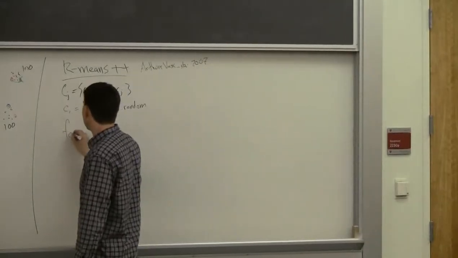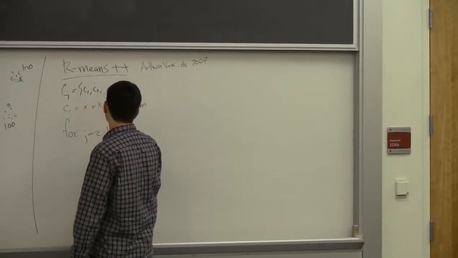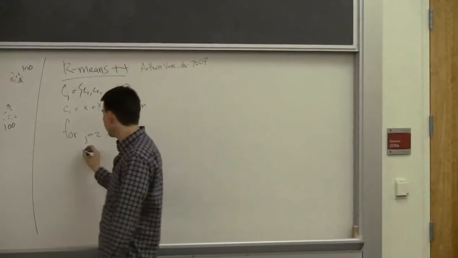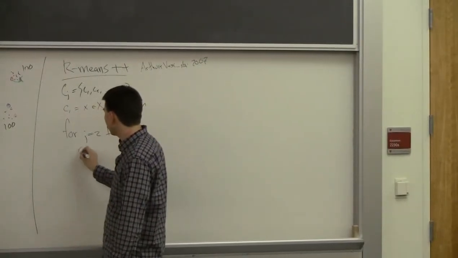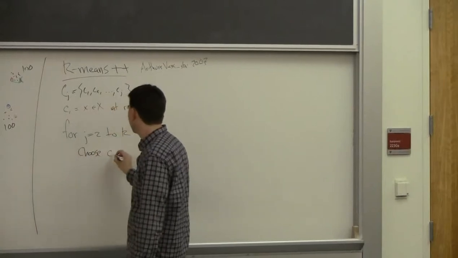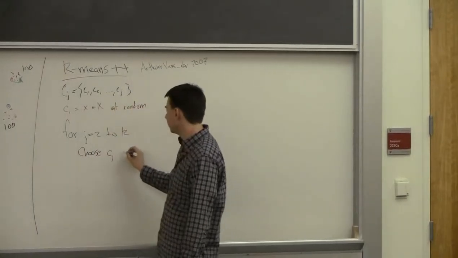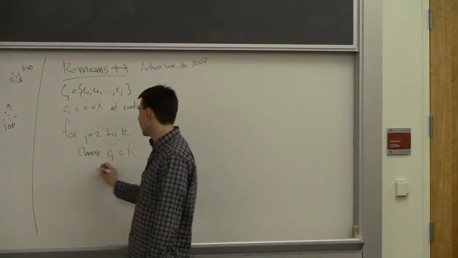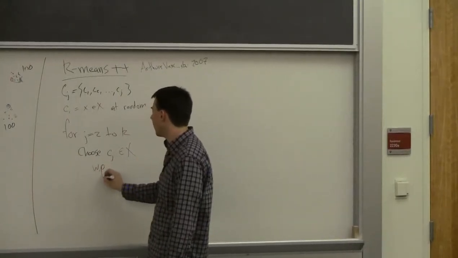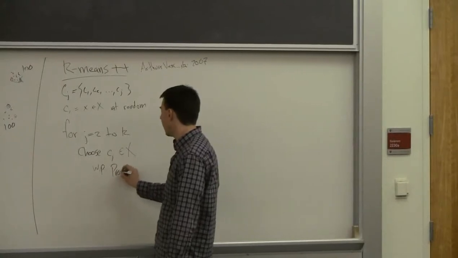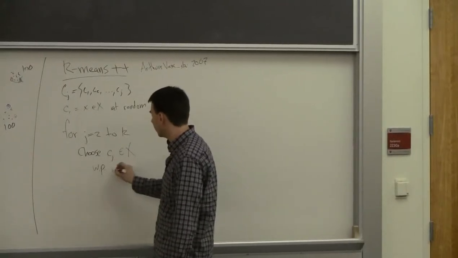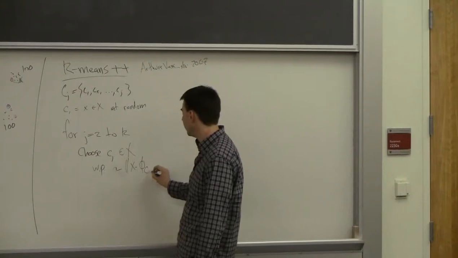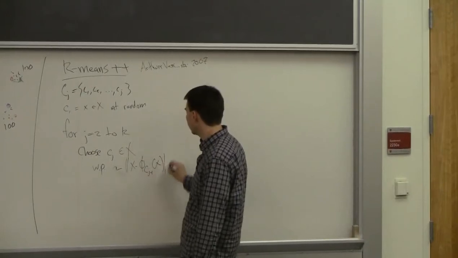And then we're again going to have this for loop for j equals 2 through k. And then we're going to do something a little bit different. Instead of picking the furthest point, we're going to choose Cj from x with probability proportional to the distance from x to phi of C(j-1) squared.